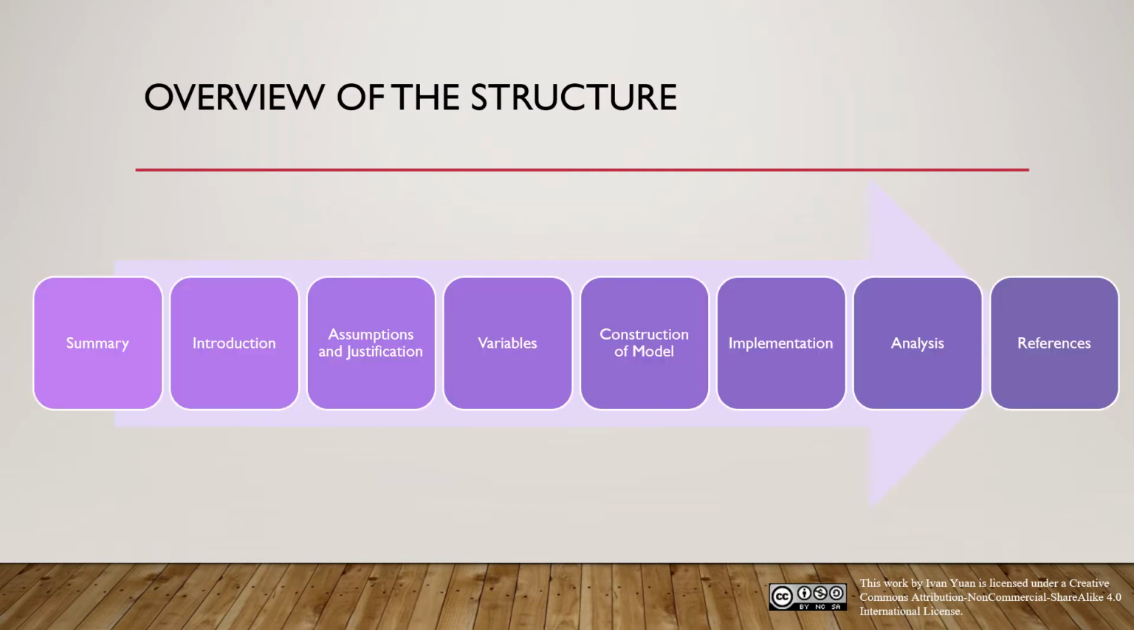And let's look at the structure of the solution paper. Okay, this seems like a lot, but it is actually simpler than what most of you may think. So, it starts with a summary, and you have introduction, assumptions and justification, variables, construction of model, implementation, analysis, and finally references. Now, let's start to look at these sections one by one.